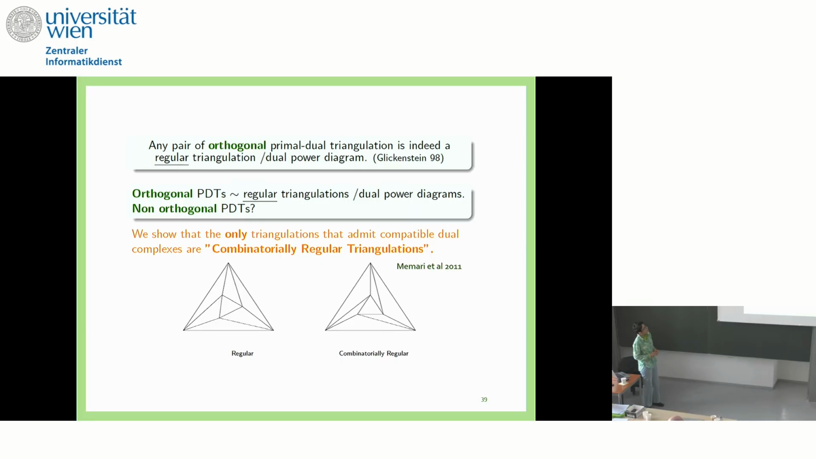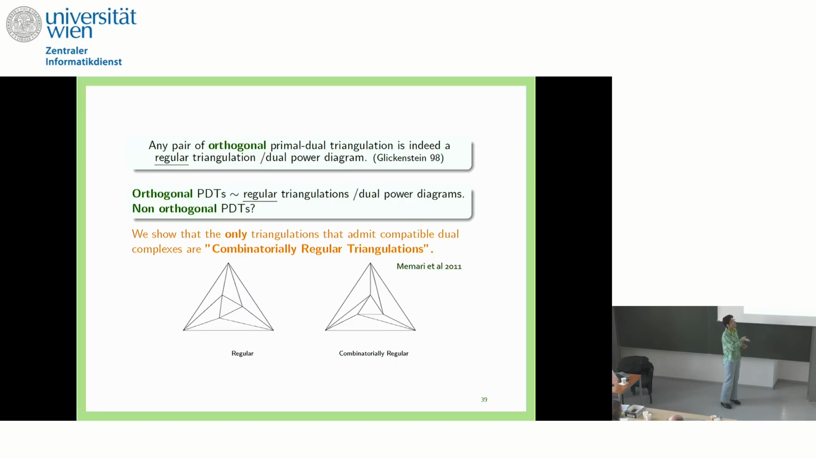And it has been shown that any pair of orthogonal primal-dual triangulations, in this sense, is indeed a regular triangulation, which is a power diagram, one of the notions that we have mentioned. That was shown quite a long time ago. Now we know and can characterize, thanks to this result, the orthogonal ones. What are the non-orthogonal ones?